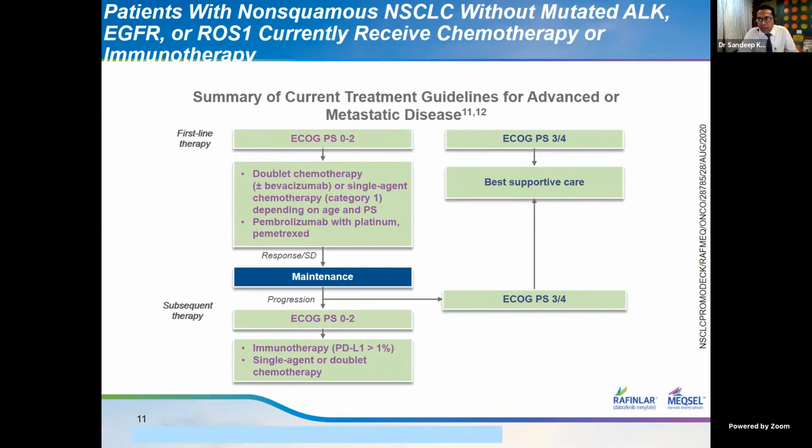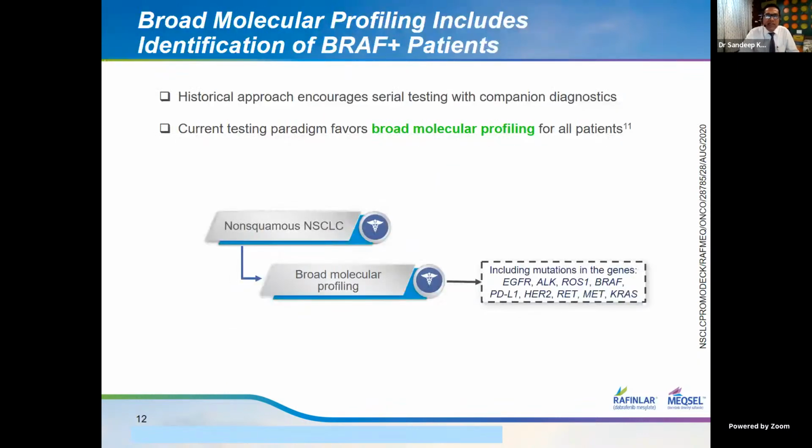We all know that for patients with advanced NSCLC, the first choice is either platinum doublet plus or minus bevacizumab, or a single agent chemotherapy, followed by maintenance, and in the second line you use immunotherapy. But the treatment lines for patients who harbor actionable driver mutations have been different. With the advent of broad molecular profiling, as stated by the speakers earlier, we have been able to pick up patients who could be very suitable candidates for a particular type of therapy. So broad molecular profiling has been the cornerstone of testing as well as the clinical paradigm in these kind of patients.